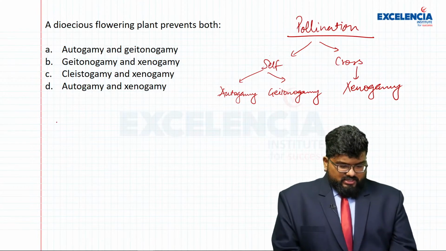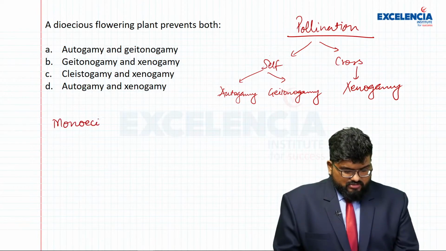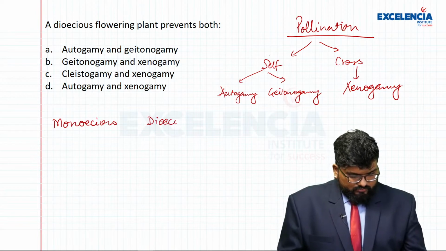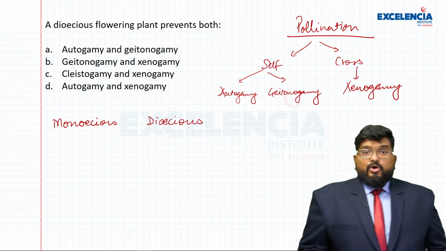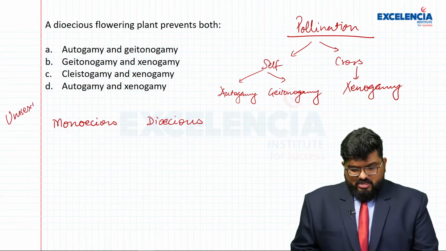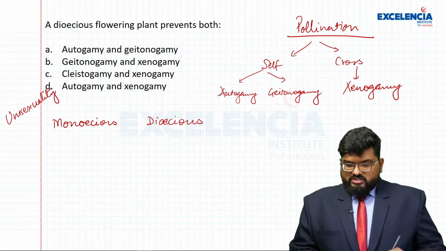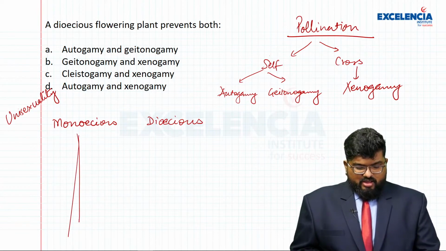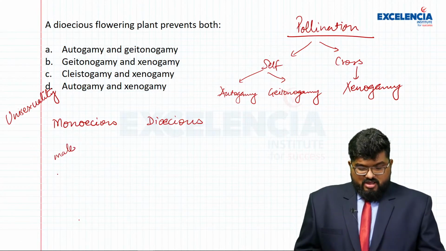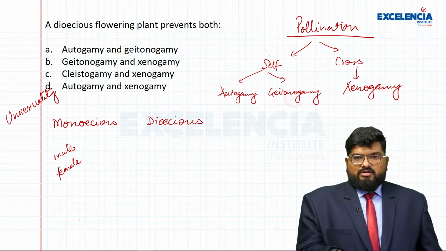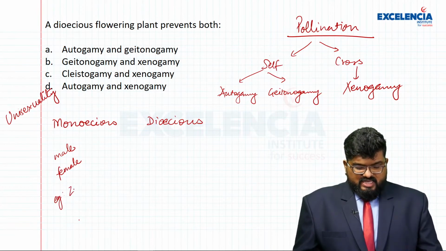Now there are two types of plants, monoecious and dioecious. Both of these conditions are seen in unisexuality of flowers. Monoecious is a condition where you will have the male flower, that is the staminate flower, and the female flower, which is the pistillate flower, on the same plant, like in Cucurbita.